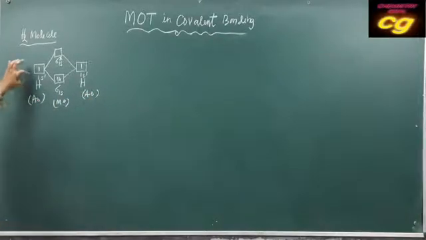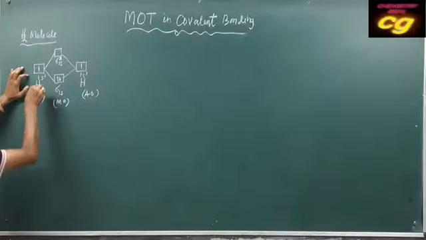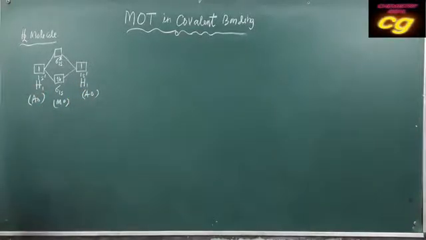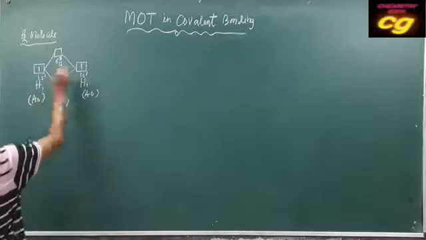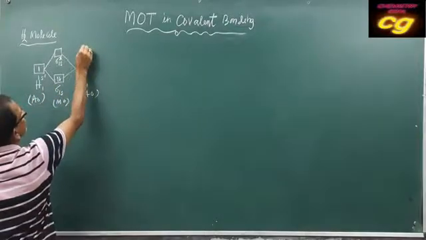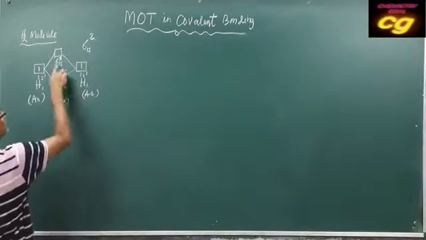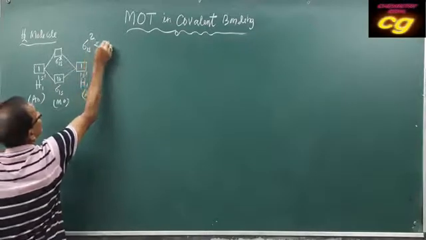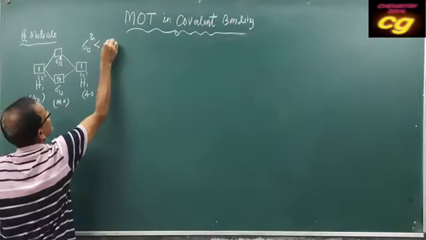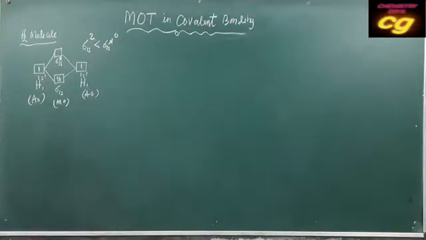This is the atomic orbital of hydrogen atom, H1, this is also H1. So in this way molecular orbital is produced. If you write the configuration, it is sigma 1s2 and sigma 1s star 0. This is the configuration of the hydrogen molecule.